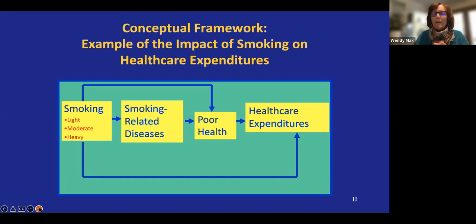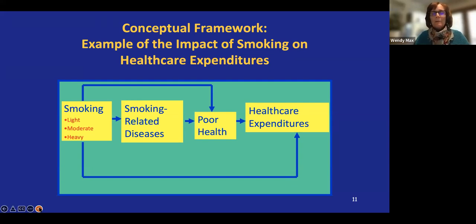I'm talking now about healthcare expenditures, and I want to use cigarette smoking as the example. My colleagues and I have spent the last 35 years studying costs of smoking. More recently, we're looking at a lot of other products, but I think the models that we use for smoking are the most developed. So here's a conceptual framework. We look at smoking and how it leads to smoking-related diseases, which result in individuals being in poor health, and people who are in poor health may require healthcare expenditures. So that's the main pathway.